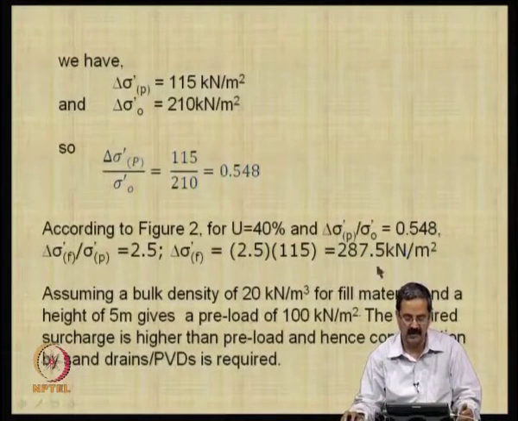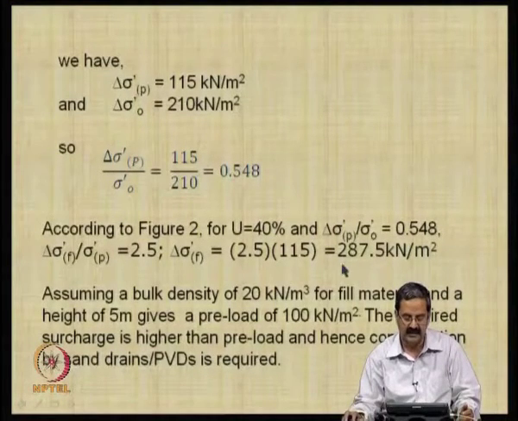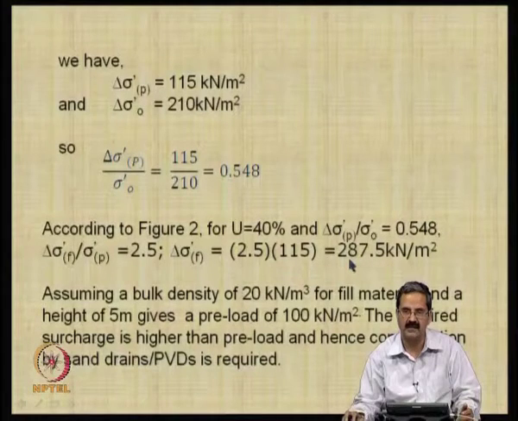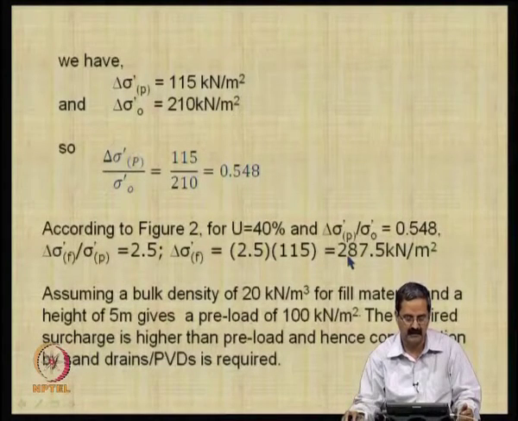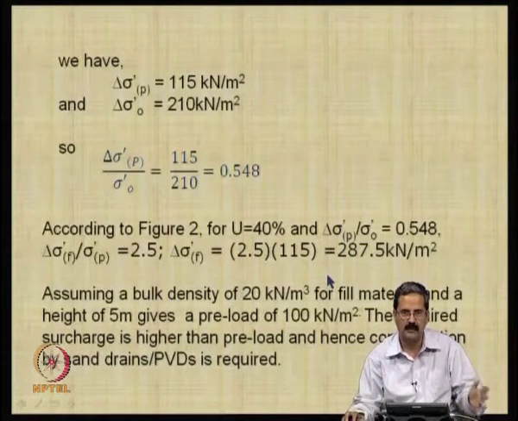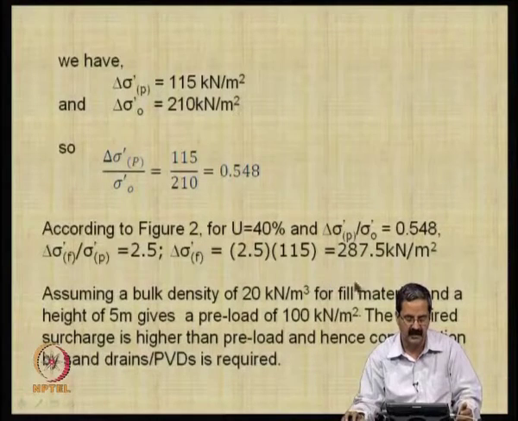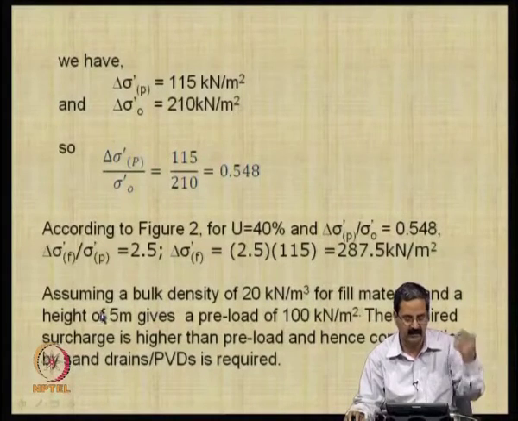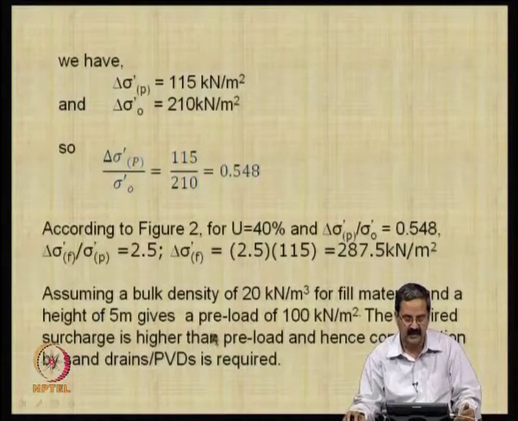So, how much load I have to apply, that one can calculate, and in this example you can see that it is 287 kilonewton per meter square, which is a big number. And how do you do that? As I showed you a couple of slides last time, you can put sandbags or any material, and you assume a bulk density of 20 kilonewton per meter cube and 5 meter high. If you just stack everything, it gives a preload of about 100 kilonewton per meter square, and the required surcharge is very high.